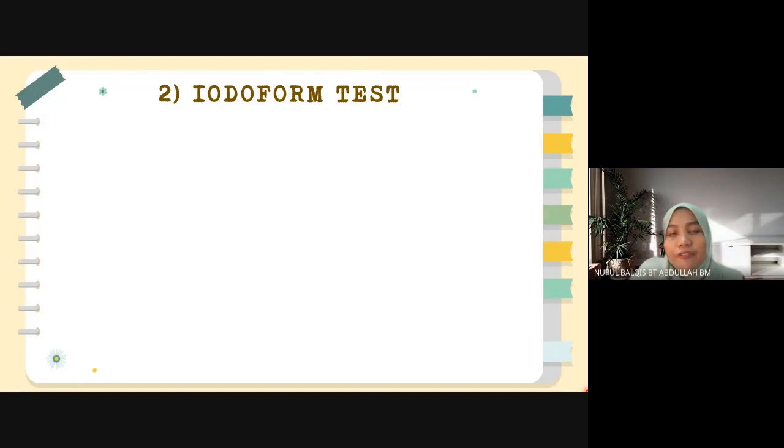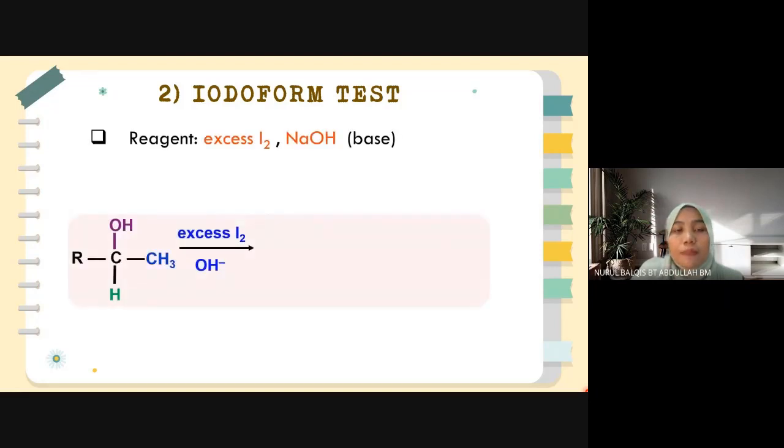Okay, kalau iodoform test, sebab kita nak test, kita nak detect the presence of methyl carbinol. So kita akan ada this alcohol. Make sure you have this methyl carbinol, with these reagents of excess I2, OH minus. Okay, you will get this kind of product.